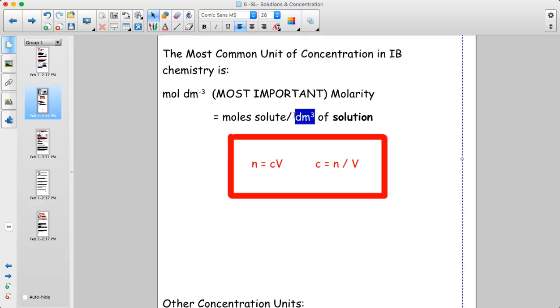Now, the unit that they're using is dm cubed. That's the same as a liter. So if we put that into an equation, it tells us the concentration equals the moles of solute divided by the volume of the solution. If we rewrite it to give us moles by itself, n equals CV. The moles equals the concentration times the volume.